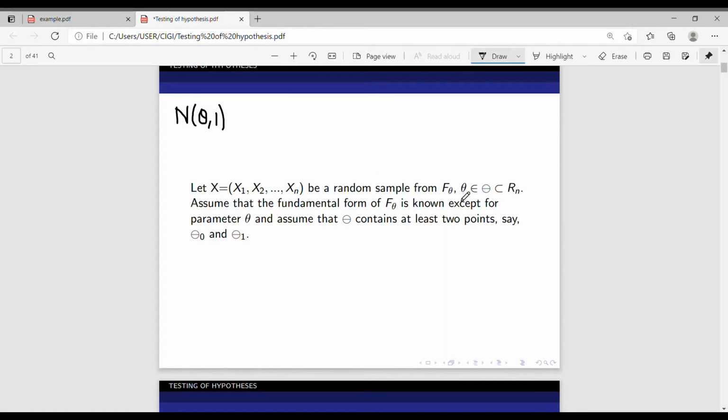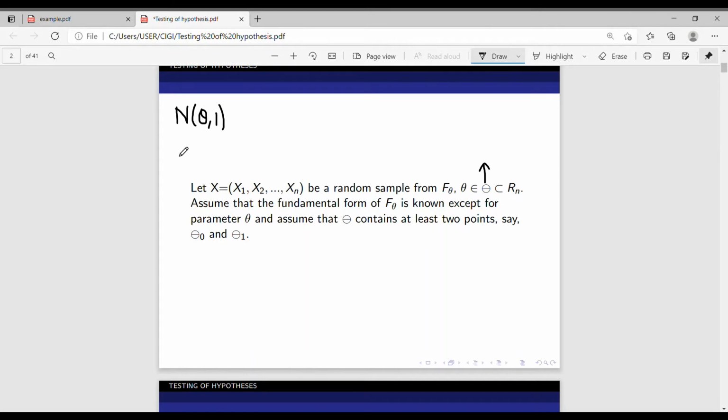Here you can see capital Theta. It is the collection of all values that theta can assume, that is, the parameter space. Capital Theta is the parameter space. In this example, the parameter space of theta is the set of real numbers, because the mean of a normal population can assume any value from minus infinity to plus infinity. So the parameter space of theta in this example is the whole real line.